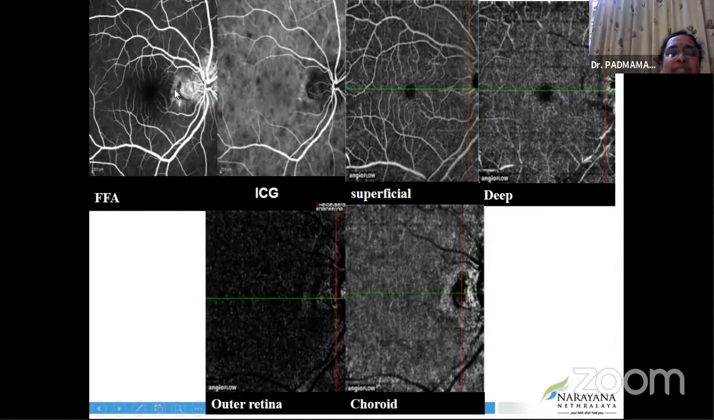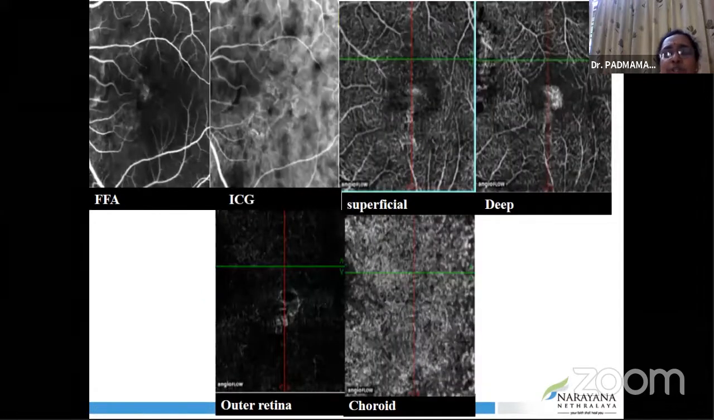FFA shows hyperfluorescence in the peripapillary area. ICG shows, in addition to the peripapillary lesion, multiple hypofluorescent dark dots, which show extensive involvement of the choroid, showing active inflammation is happening. OCTA has 4 different layers. Here, the superficial vascular layer looks normal. In the deep capillary plexus, you could see hyperfluorescence surrounding the area. In the outer retina, we could see the presence of a vessel complex. And in the choroid there is both hyper as well as hypofluorescence, confirming the presence of choroidal neovascular membrane along with active uveitis in the right eye.